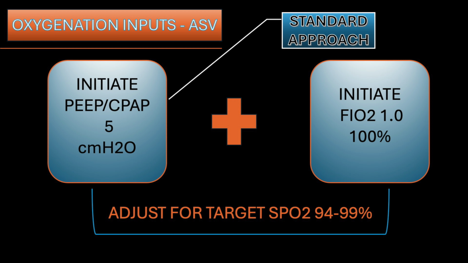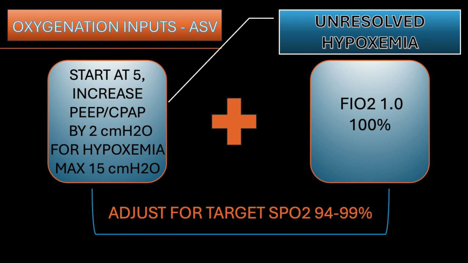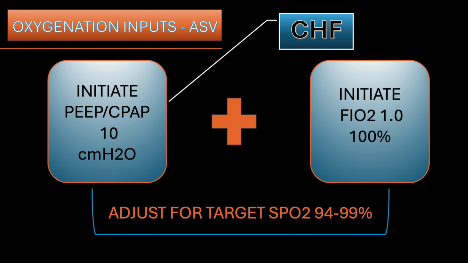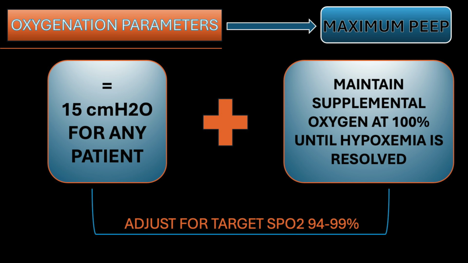Increase PEEP incrementally by 2 centimeters of water for unresolved hypoxemia despite an FiO2 at 100%. For patients with pulmonary edema, the initial PEEP is 10 centimeters of water. The maximum PEEP for any patient, according to the mechanical ventilation policy, is 15 centimeters of water.